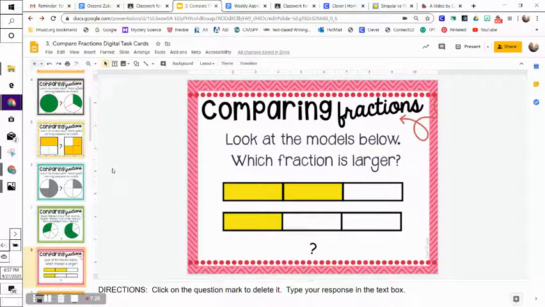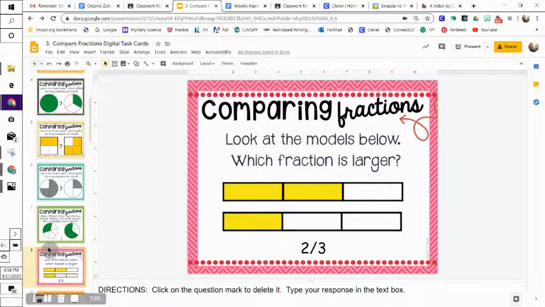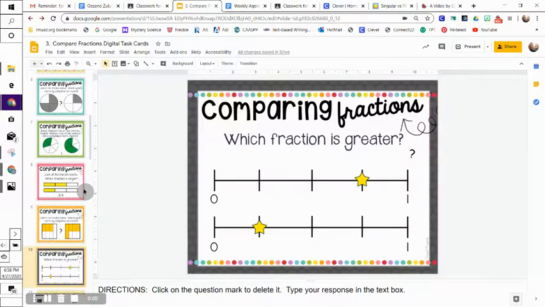Going to question number 8, this one looks a little bit different. It says, look at the models below. Which fraction is larger? So here I have 2/3 versus 1/3. And I can see that 2/3 is greater. So I'm just going to write that fraction in here. Which model is larger, greater? 2/3. Okay, so you're going to put in an actual fraction for that slide. You'll do the same thing, and it goes to some different ones.